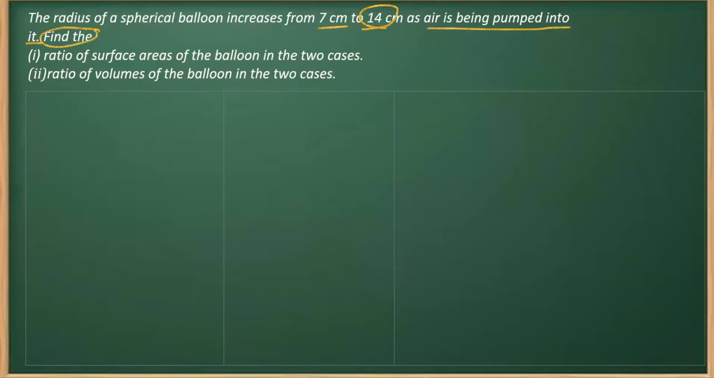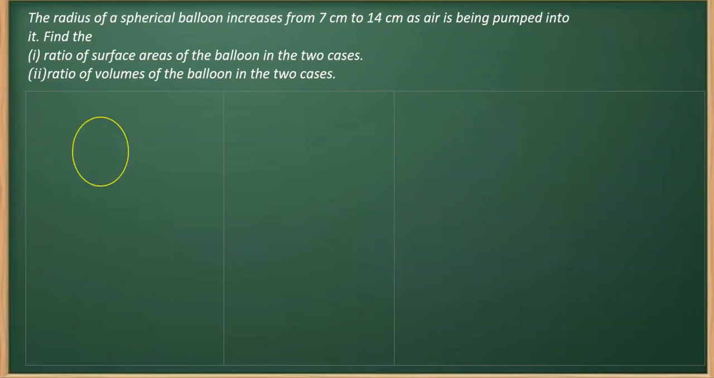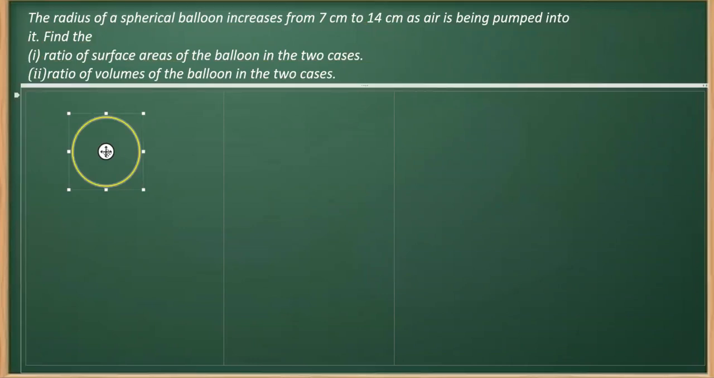We have to find in the first part the ratio of surface area of the balloon in the two cases, and similarly the ratio of the volume of the balloon in the second case. So let's say if I make one sphere, let's say this be the balloon, and if I make a copy of it, I made a copy of it.